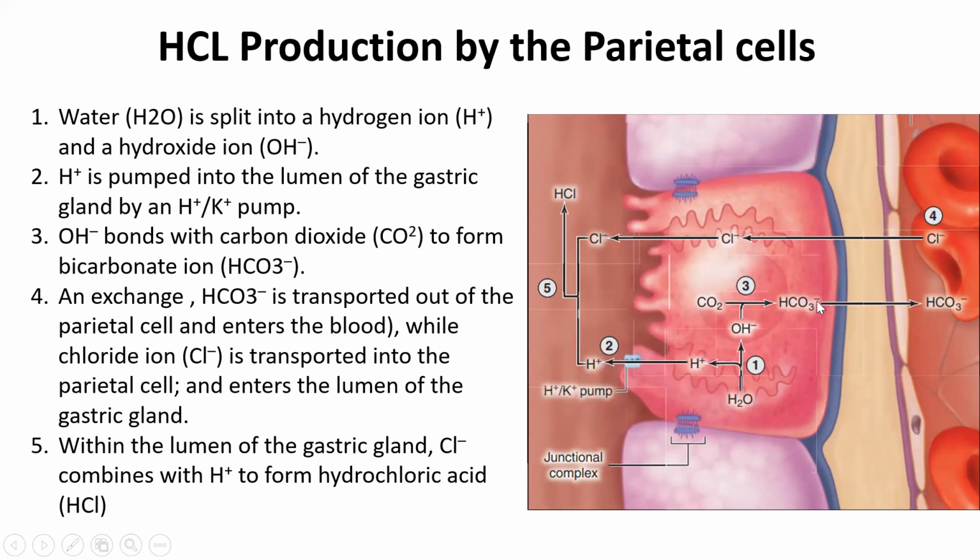The bicarbonate will be in exchange with the circulation of the chloride. So the bicarbonate will be out, the chloride will come inside the cell, and then the chloride will be out again in the parietal cell. So you have the hydrogen and the chloride, so the HCl will be formed.